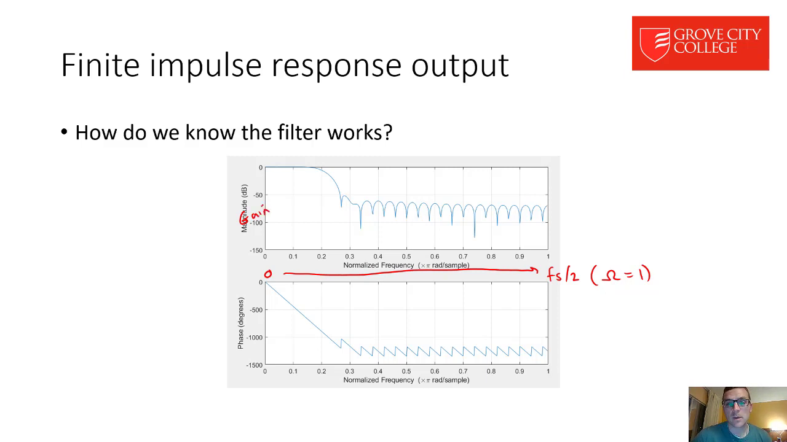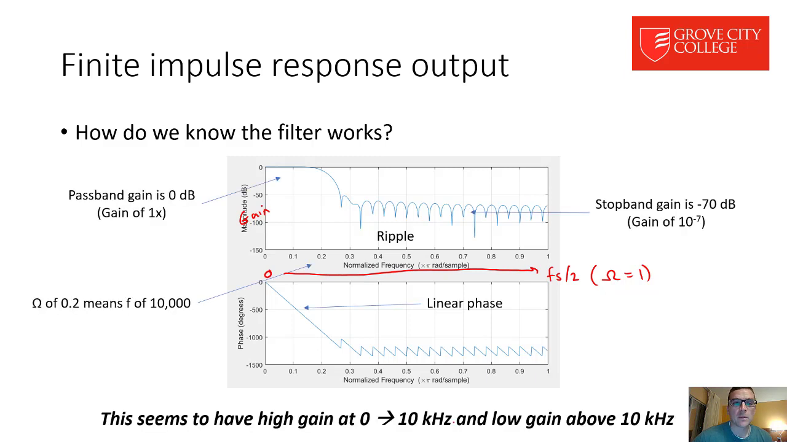Okay, so how do we know the filter works? Well, it looks like things are okay because we have relatively high gain at low frequencies and then low gain as we go up. So it looks like a low pass filter. Let's be a little more specific about that. Our passband gain, this is the passband over here. Everything from here to where it starts to roll off, that's the passband. Our passband gain is 0 dB, so that means the gain is 1. Our stop band gain, everything over here, stop band.